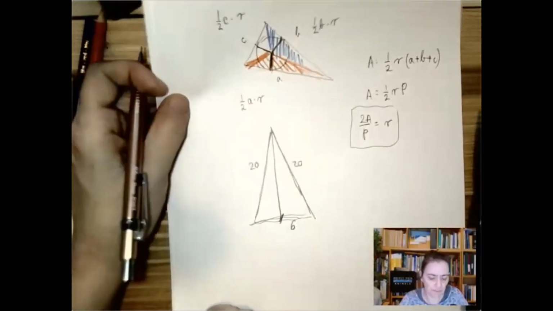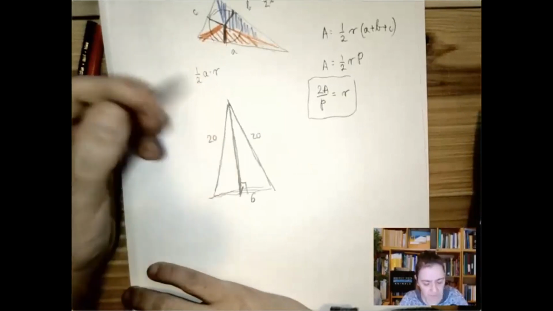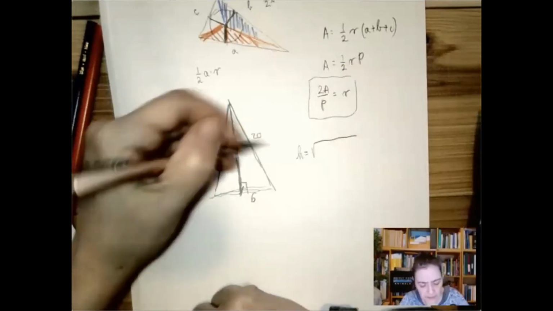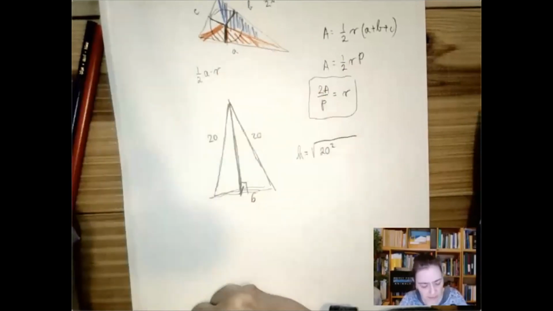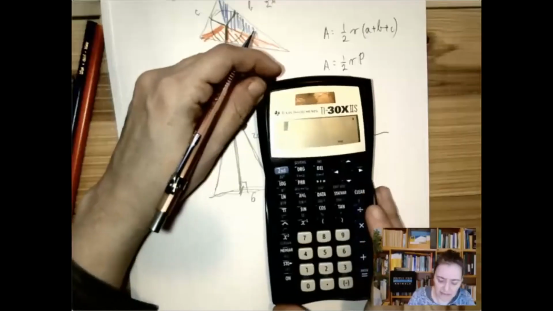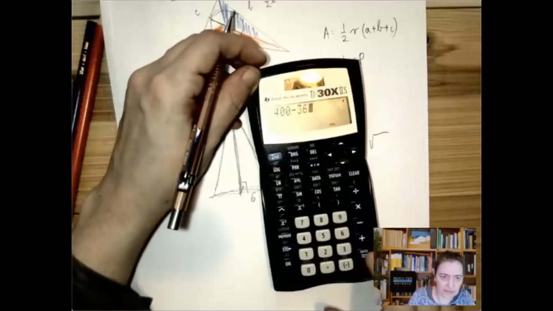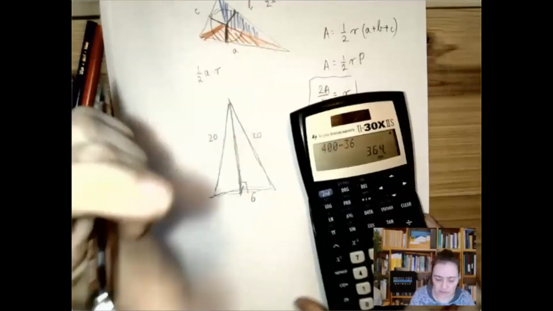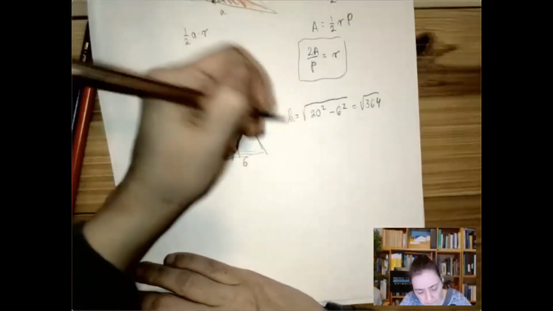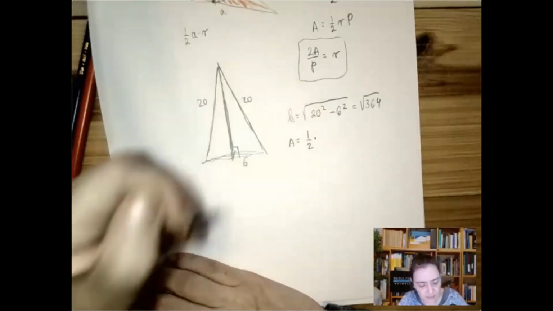And for the area, we will need this height. We're going to use the Pythagorean theorem. The height is going to be, notice that 20 is the hypotenuse, so the height is going to be 20 squared minus 6 squared under the square root, 364. 400 minus 36 is 364. Would that be a square? No. Okay.